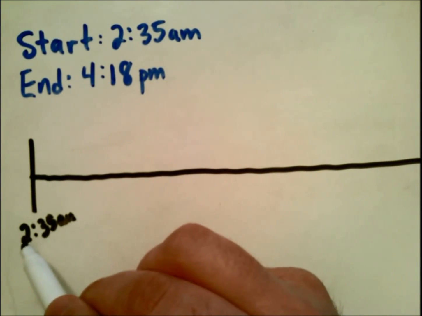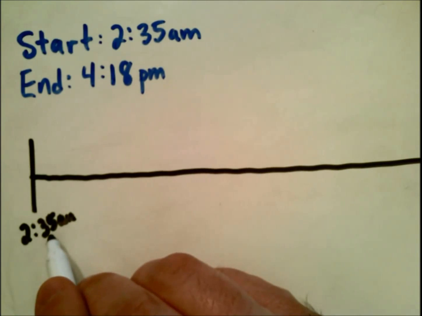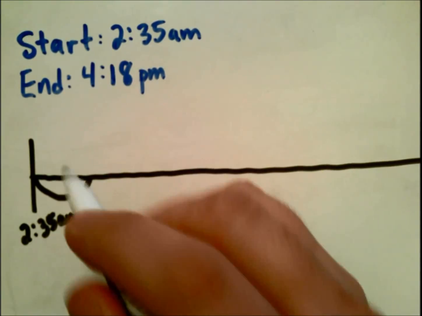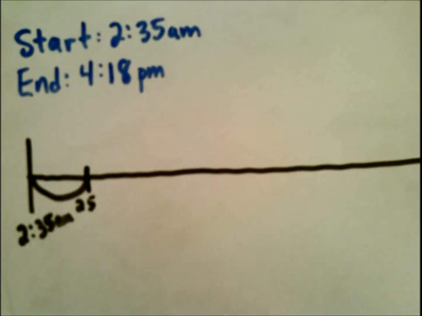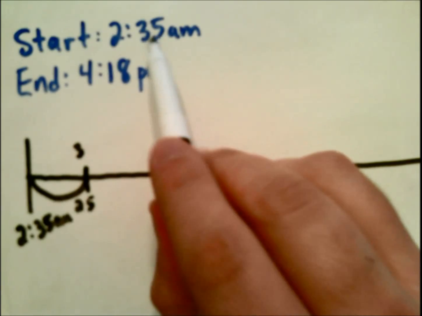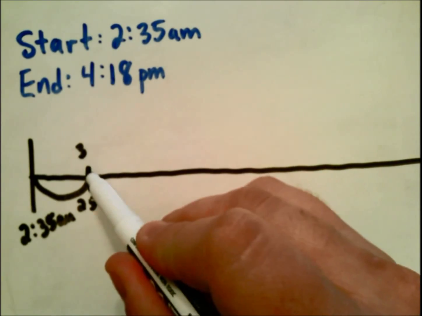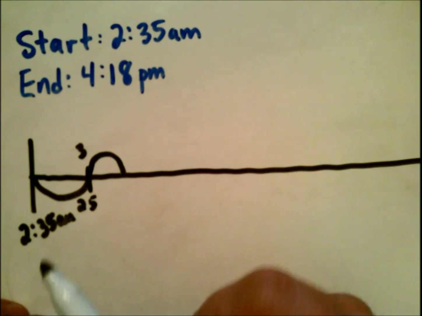Okay, so I look at 2:35 a.m. I know that it takes 25 more minutes to get to the next hour, so I'm going to notate my minutes underneath with a nice 25 right there. And then the time right there is 3 o'clock. I'm going to get all the way up until 4 p.m. So don't get confused. This right here, though it is 4 o'clock, it's 4 a.m., not 4 p.m.